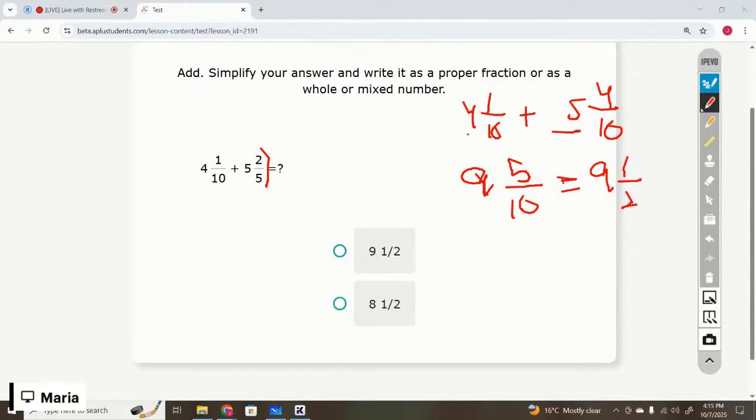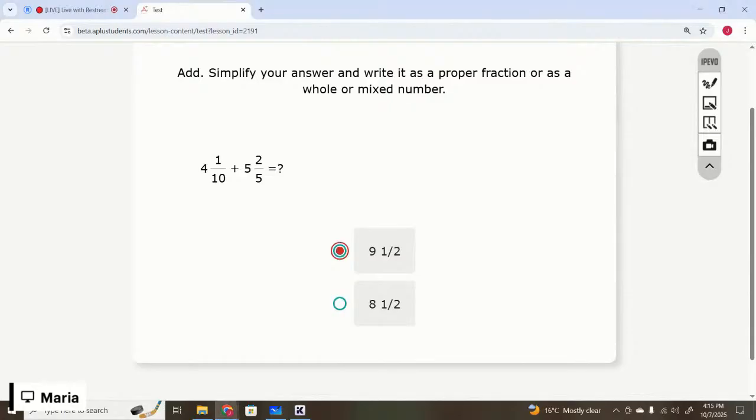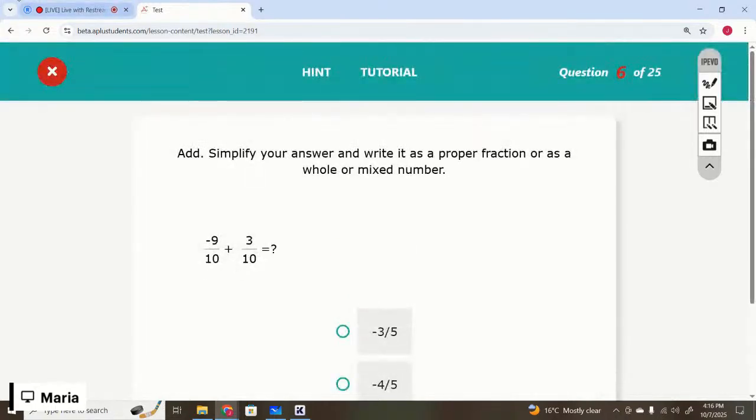That is 9 whole 1 over 2. Option number 1 is the correct option. Okay, you can complete the lesson by yourself later today. Let me just move on to the next lesson.